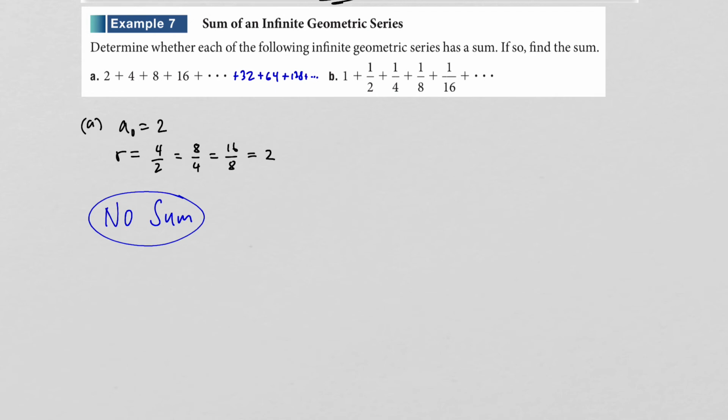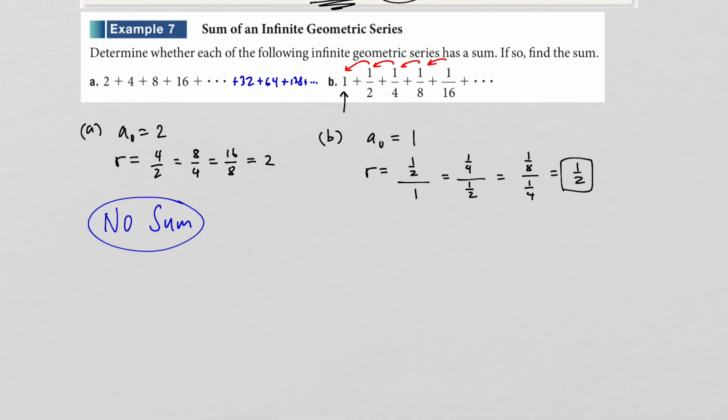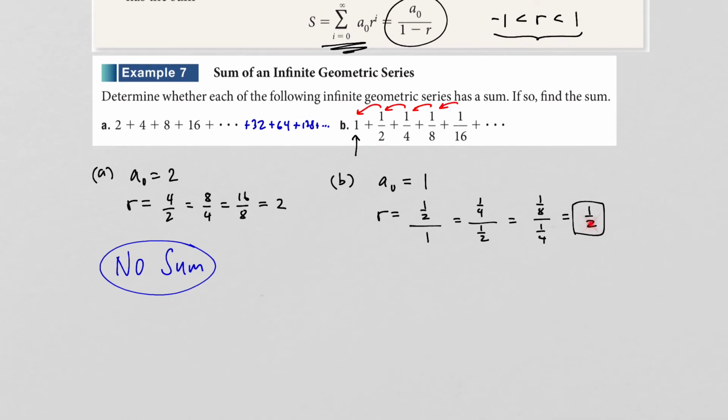Now, the second example here is a little bit more interesting. The first term of the series here is 1. You can see that here. And for the common ratio, take any two successive terms and divide them, right? So I could take 1/2 divided by 1. I could take 1/4 divided by 1/2, or 1/8 divided by 1/4. If you do the math on any of these, you will see that r is 1/2. And the important thing here is 1/2 is a number in between 1 and negative 1. So this one will have a sum.